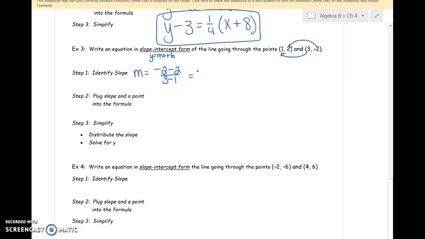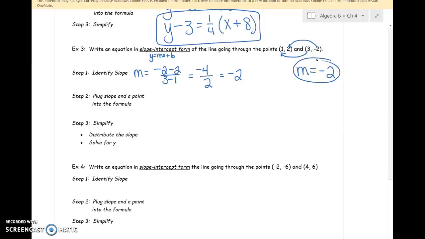-2 minus 2, -4. 3 minus 1, 2. And -4 divided by 2. So over here, I'm going to write nice and clear, m equals -2.